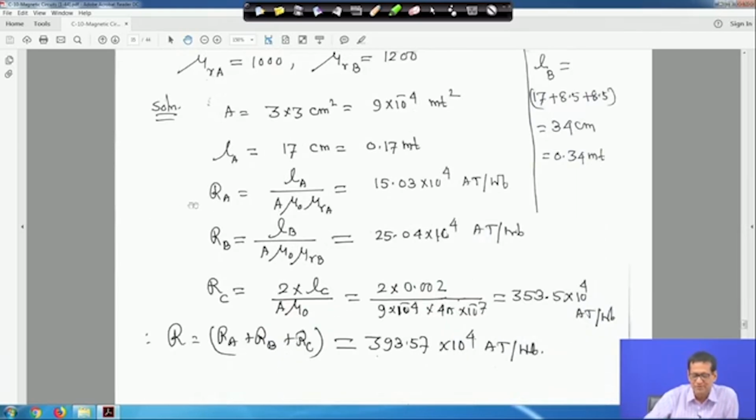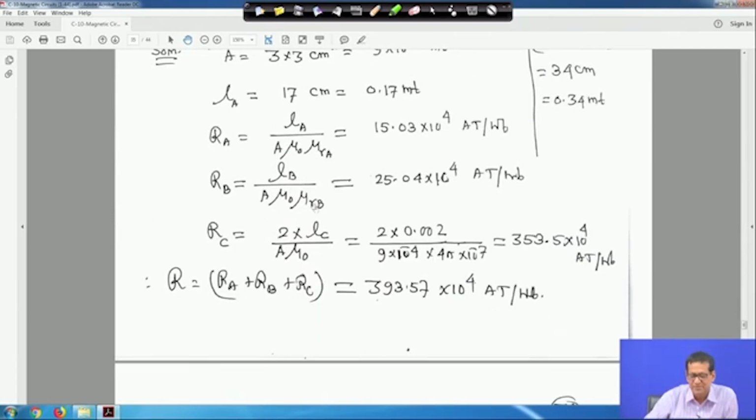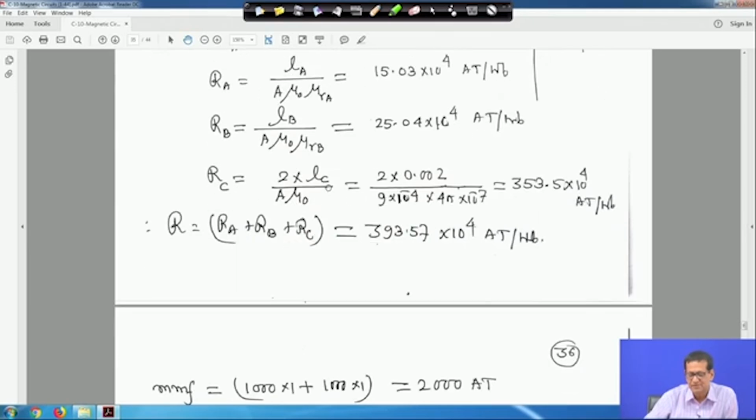So the reluctance formula is RA equals LA upon A mu 0 mu RA. So you will get this value. Similarly, RB is equal to LB upon A mu 0 mu RB. Substitute all the values. Mu 0 you know is 4 pi into 10 to the power minus 7. You substitute all, you will get this value, and RC will be 2 LC upon A mu 0, right. LC is 2 millimeter, so 0.002 meter divided by this one, and you will get this value.